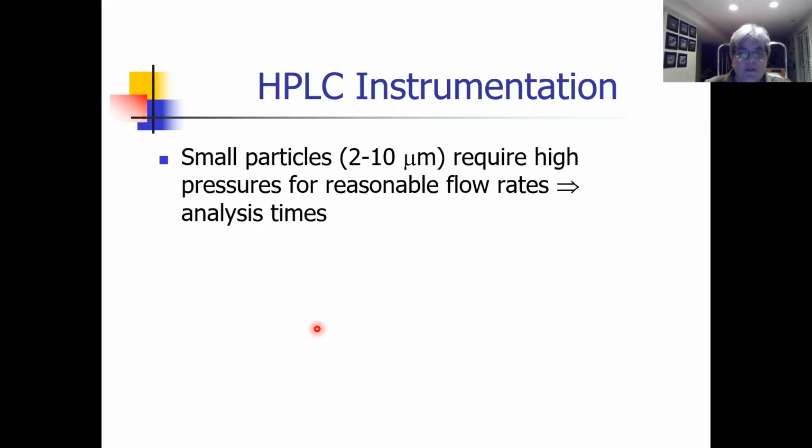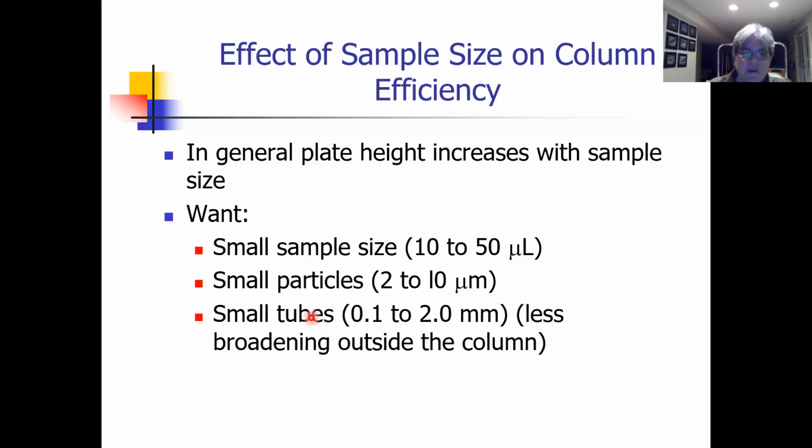Okay, so for the instruments, we said we want these small particles. And notice typical particles are 2 to 10 micrometers. Now, remember, last week in GC, we said usually these particles were about 200, 300, up to 500 micrometers. So GC particles are much bigger than HPLC particles.